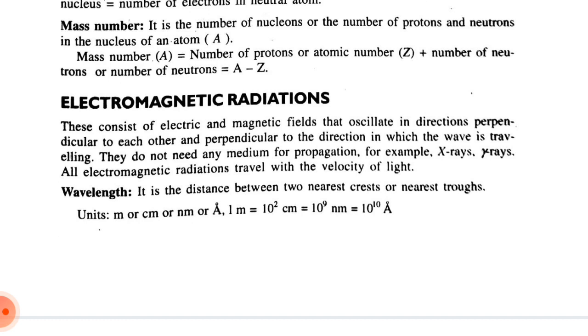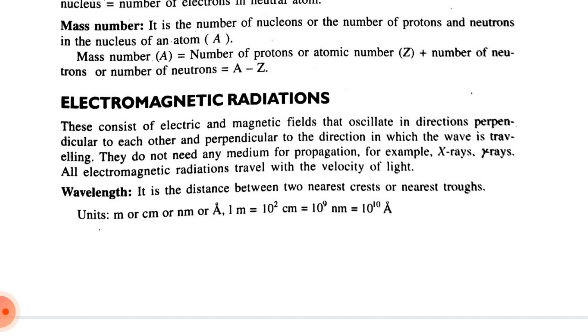Electromagnetic radiation. This consists of electric and magnetic fields that oscillate in directions perpendicular to each other and perpendicular to the direction in which the wave is traveling. They do not need any medium for propagation. For example, X-rays, gamma rays. All electromagnetic radiation travels with the velocity of light.